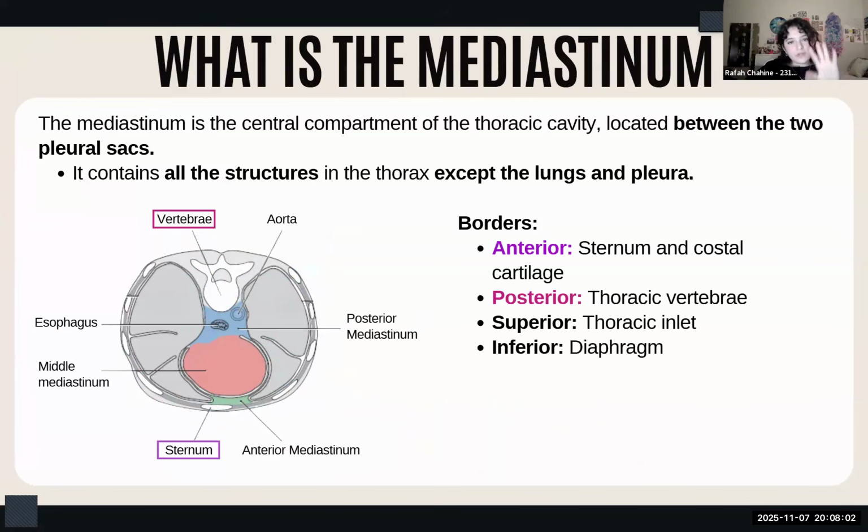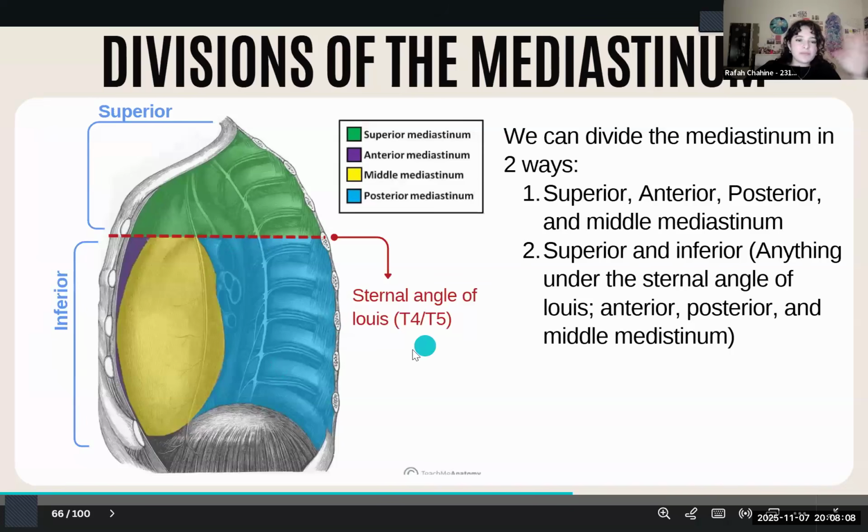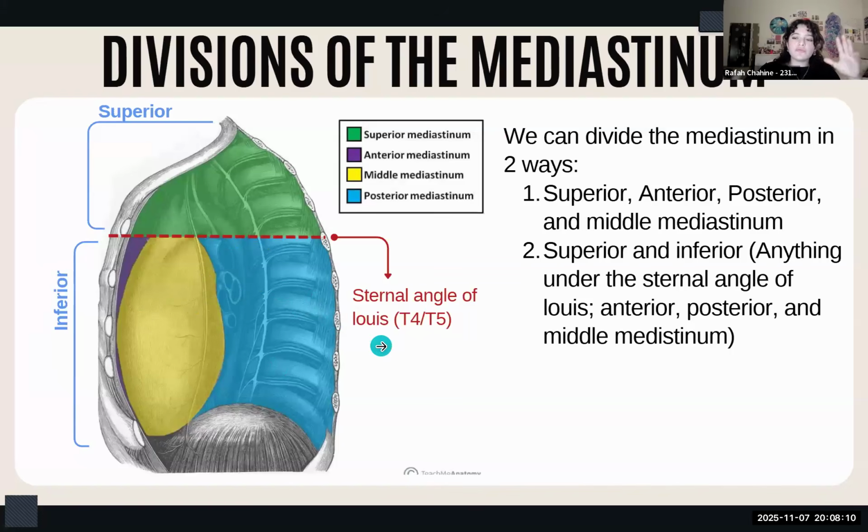Okay? Now, let's split it up. I told you, sternal angle. We have the superior mediastinum and the inferior mediastinum. Now, let's split the inferior mediastinum into different compartments. We have the anterior, which is this purple one, the middle, the yellow one, and the posterior, the blue one.